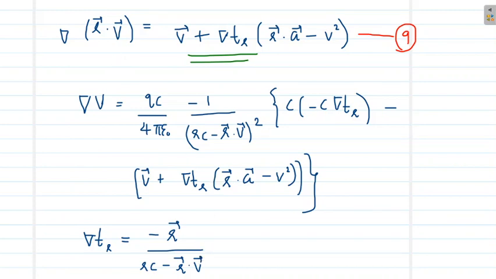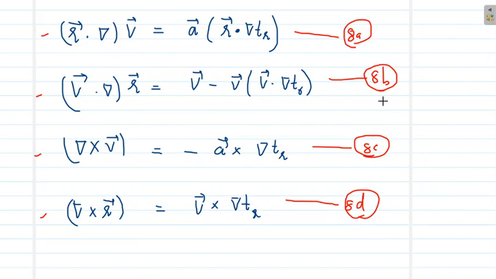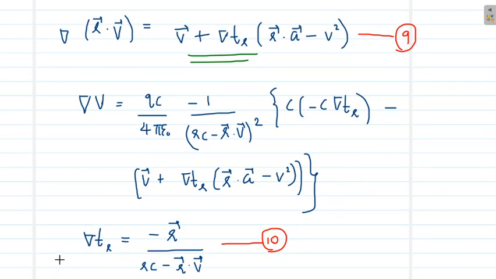So in the next video, in part 2 of this derivation, I will be dealing with the derivation of each of these expressions. So in this derivation, let us take del tr to be equal to minus r bar divided by rc minus r bar dot v bar. Similarly, we have also taken equations 8a, b, c and d as given. In the next video, you can find the derivations of each of these 5 equations, equations 8a, b, c and d, as well as equation number 10. So just to reduce the length of this derivation, let us take each of these expressions as granted.